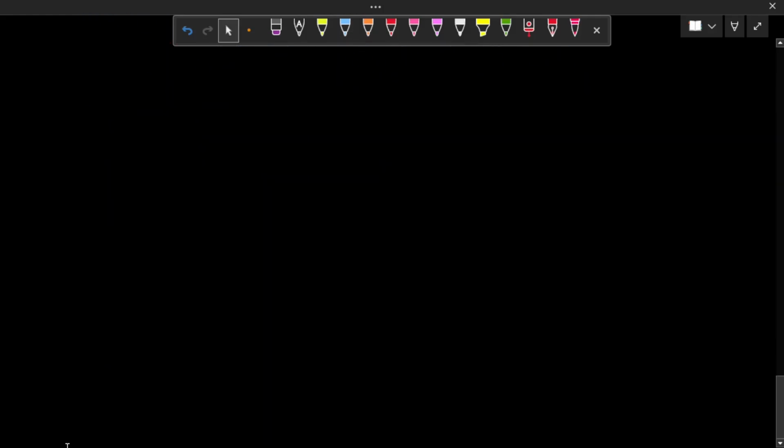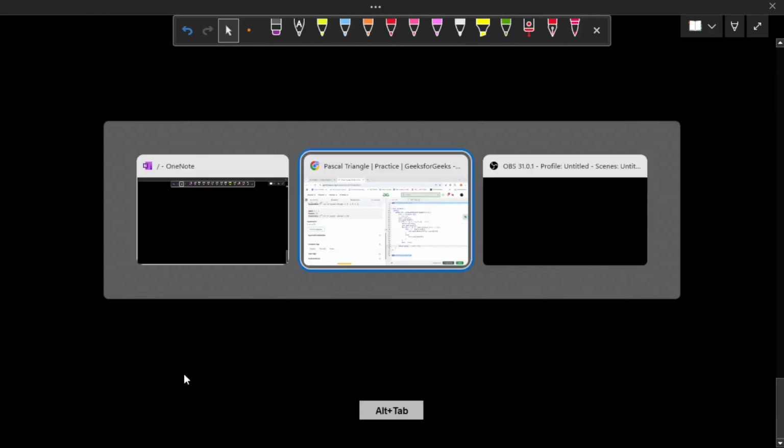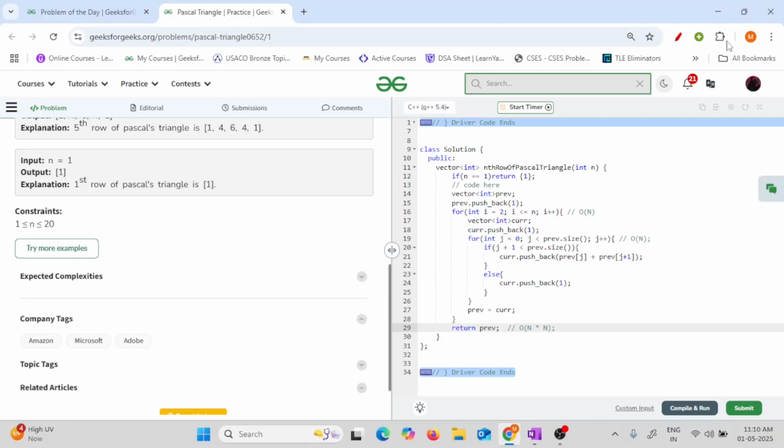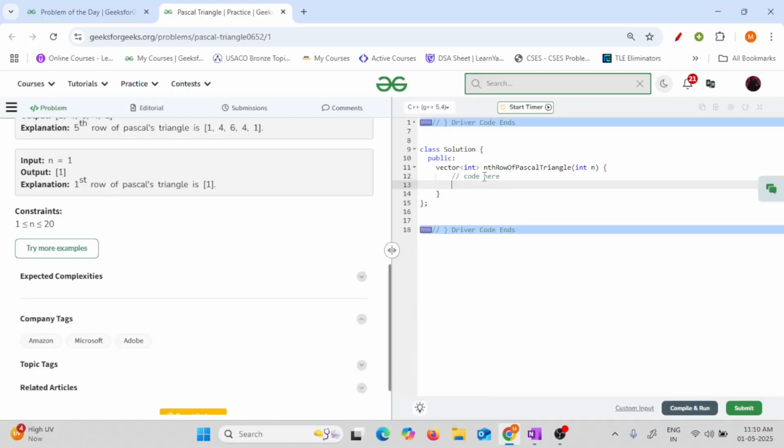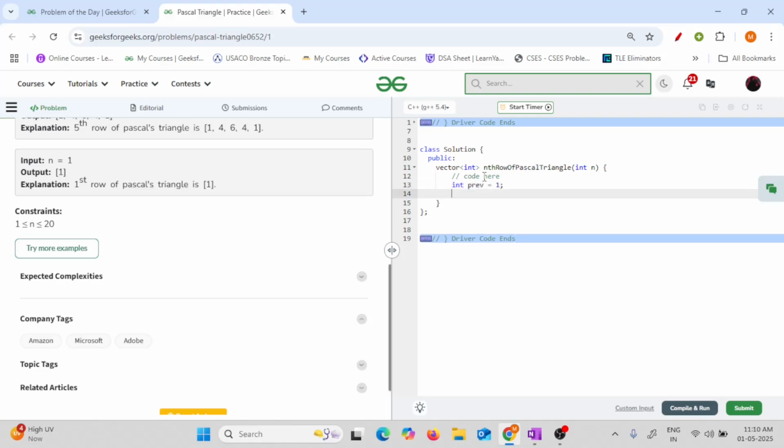So let's try to code it out and let's discuss the time complexity of this problem. I derived one formula, so I'll just use it. I'll write previous, and what is the previous? Previous is 1. I'll start with r equal to 0. Why am I starting with 0? I'll tell you. I'll go r plus plus.